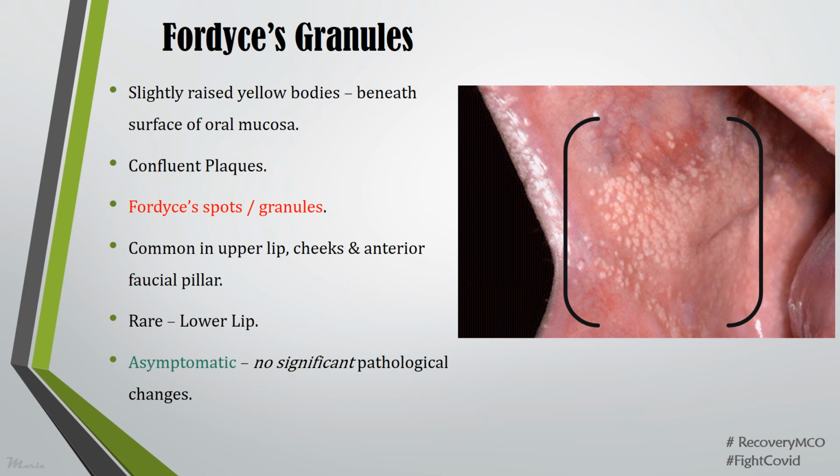This lesion is commonly seen in the upper lip, the cheek, and the anterior facial pillar. Rarely it is observed in the lower lip. This lesion is not actually a pathology and is a normal physiological finding. So there are no significant pathological changes associated.